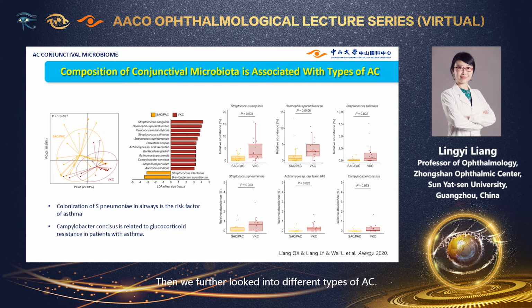Then we further looked into different types of AC. SAC and PAC were pooled together because they share a similar pathogenic mechanism, which was different from that of VKC as mentioned before. The two subgroups harbor distinct microbial signatures. Here shows the relative abundance of the species enriched in VKC compared with SAC-PAC, including Streptococcus, Staphylococcus, and so on.